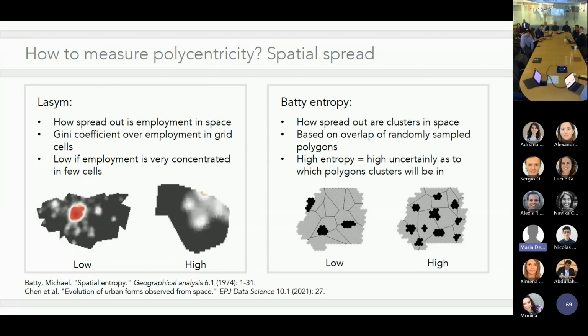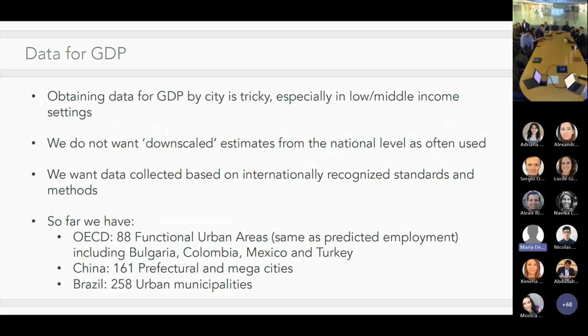And of course, this depends a bit on your definition of the spatial boundaries. Although we started out with an ambition of rolling out this type of analysis for a global set of cities, obtaining GDP data by city is actually very tricky. We're constrained not by our ability to quantify polycentricity, but by our ability to obtain data on GDP. If you look into the detail of many studies that look at city level GDP, they're actually downscaled data from national estimates, which is not really appropriate for our analysis.